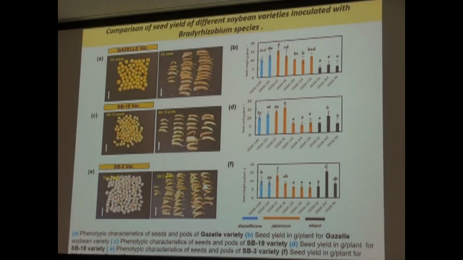I also checked the yield. I compared the yield, where we have Gazelle, SP19, and SP3 and the corresponding yield, with seed weight in grams per plant. Those are the effects of specific rhizobia strains. According to this, across all three varieties, each bacteria strain has some individual effects. For SP3, for example, there are some B. elkanii strains which have individual or specific effects on the variety.